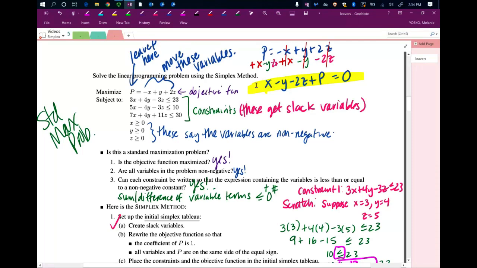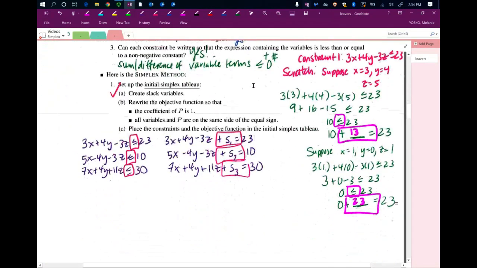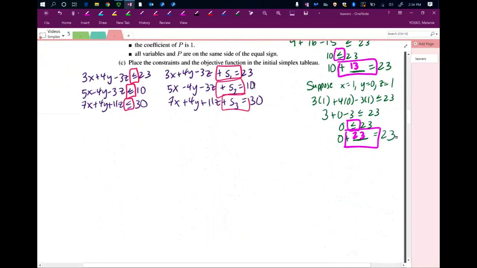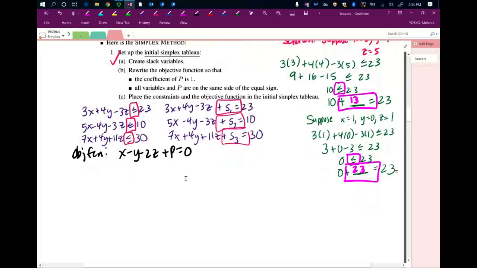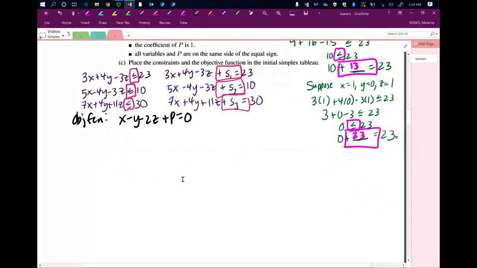Okay, so let's put it together. We're going to write down all the variables that we have. So I'm just going to rewrite the objective function. This was the objective function: X minus Y minus 2Z plus P equals 0. So we're going to put those four things into a matrix, pretty much. Okay, so how many variables do we have? Well, we have X, we have Y, and we have Z, and we have P. We had those to begin with.